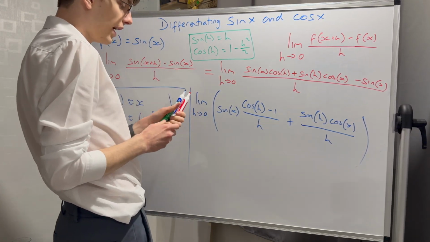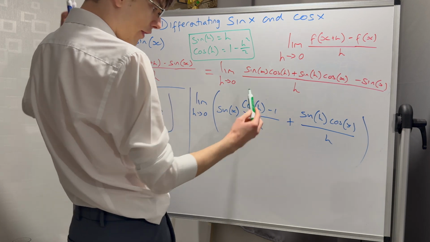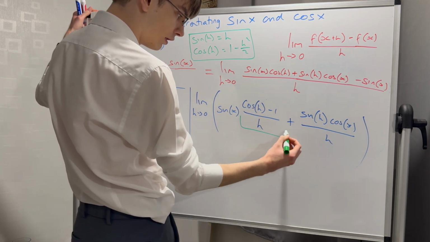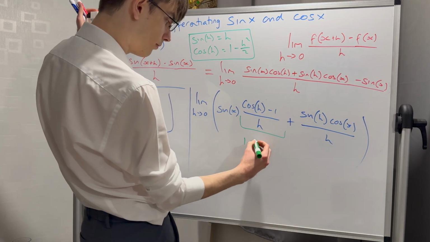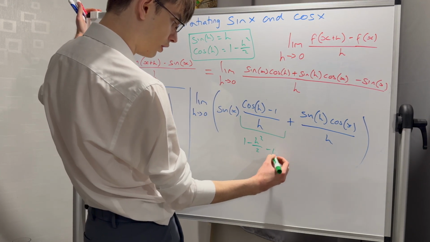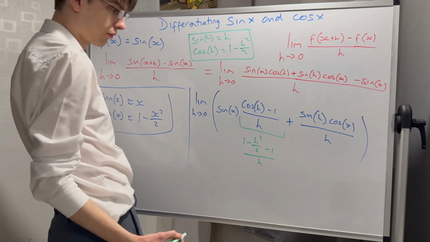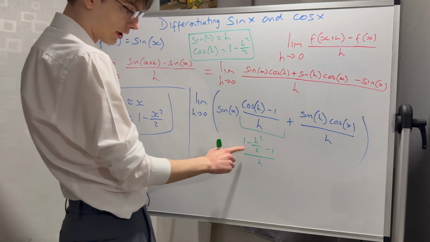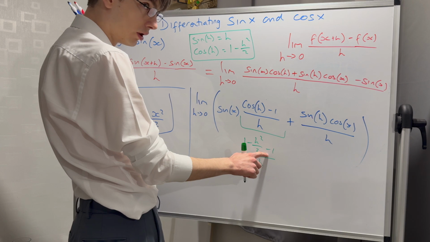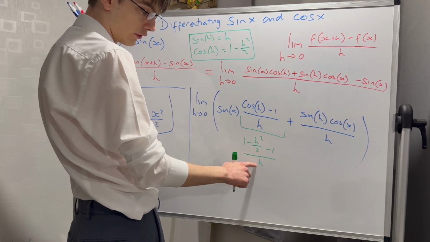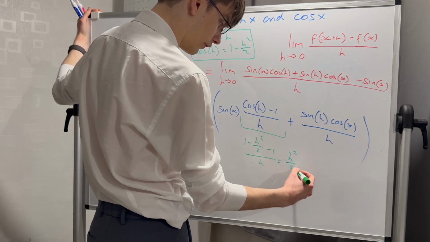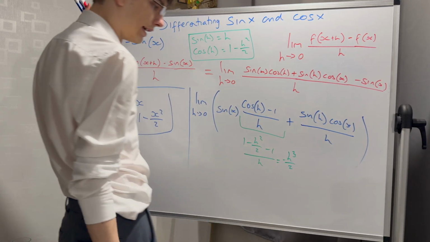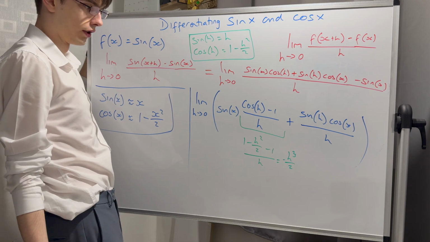So if I do that, then this thing here, this cos h minus 1, becomes 1 minus h squared over 2, minus 1, over h. And that becomes, well, 1 minus 1 is 0, so then I've got minus h squared over 2 over h, and minus h squared over 2 divided by h is minus h cubed over 2.